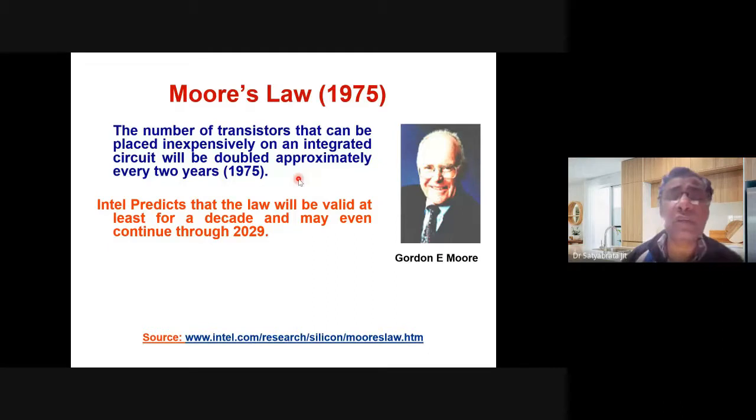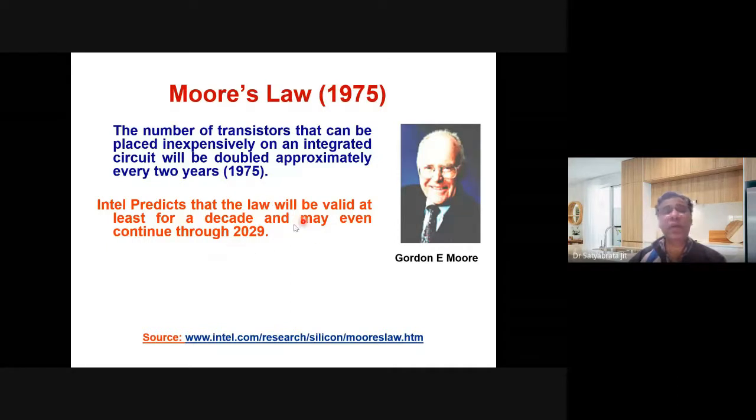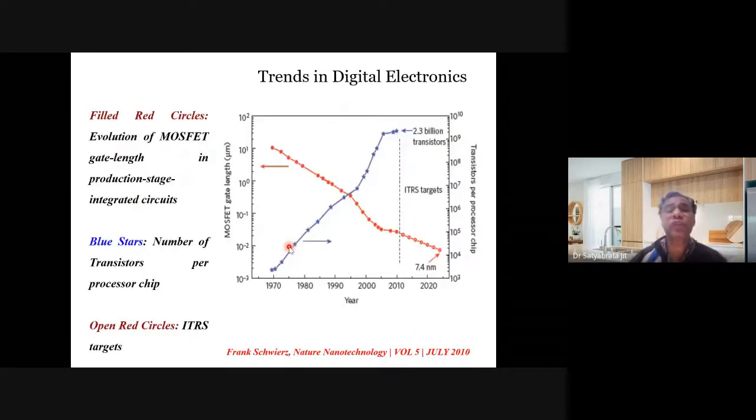Some people say 1.5 years, but Moore predicted that every 2 years the number of transistors will double. It is still valid now, and it is predicted that this can go up to 2029. So this is Moore's law. I'm just quickly trying to summarize here.